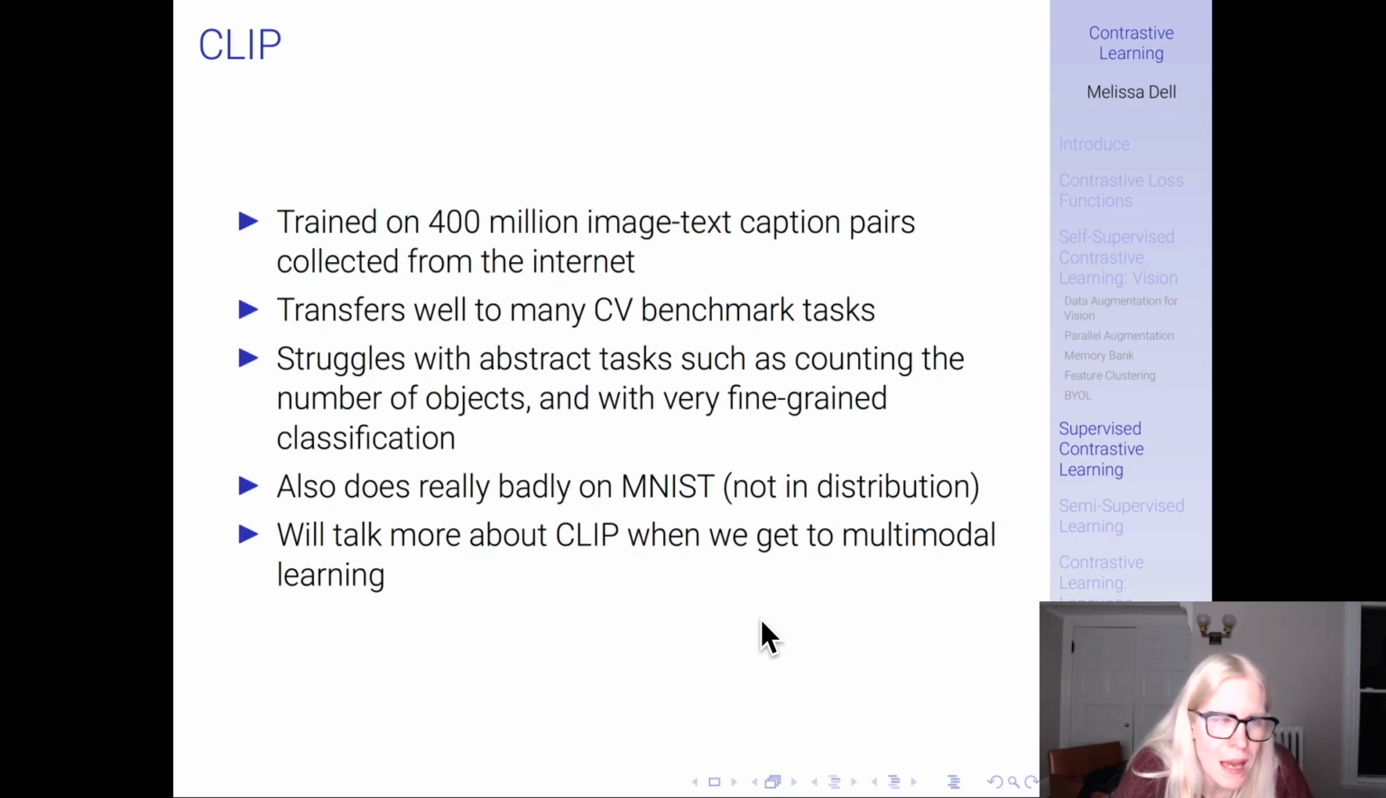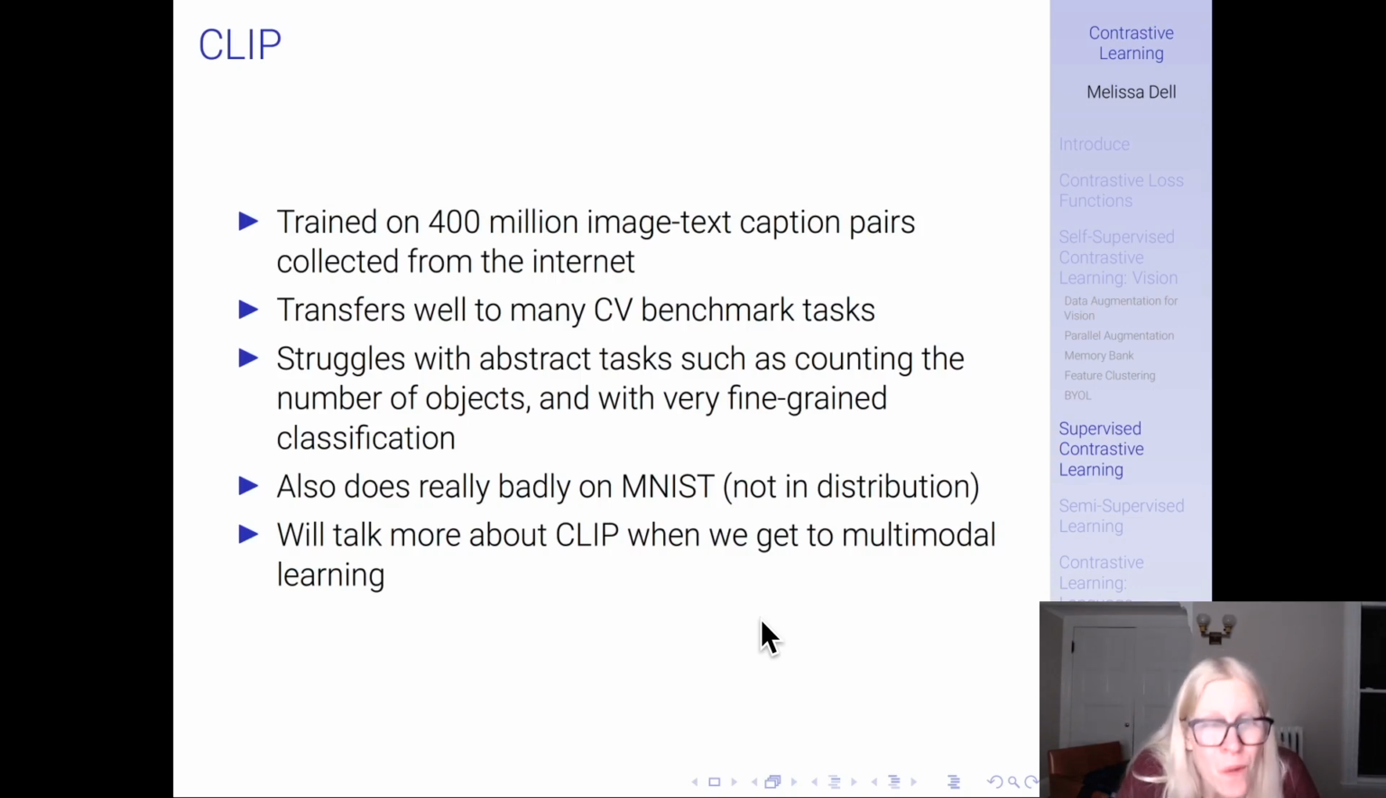It does struggle with abstract tasks, such as counting the number of objects, and with very fine-grained classification. It also does really badly on MNIST, which is digit recognition, so 0 to 9. And MNIST was the application that neural networks did pretty well on back in the 1990s. So it was almost shockingly bad performance on MNIST for a model that's supposed to be getting us closer to AGI.